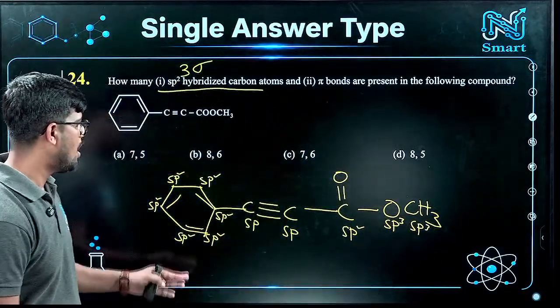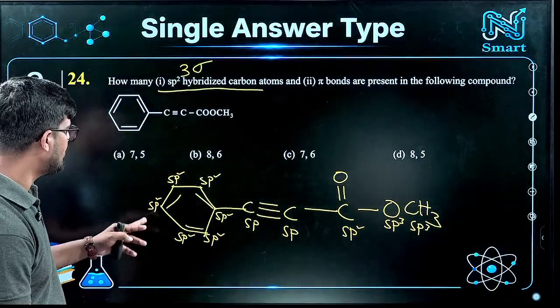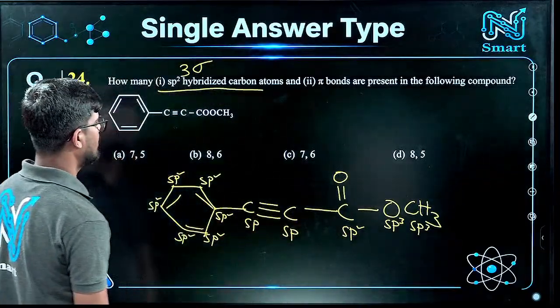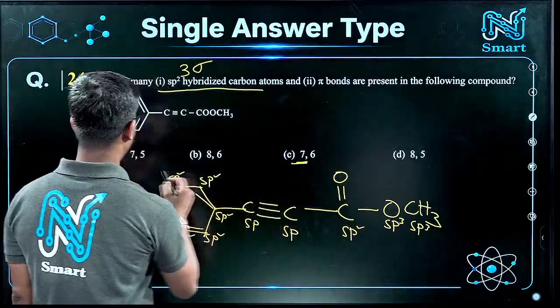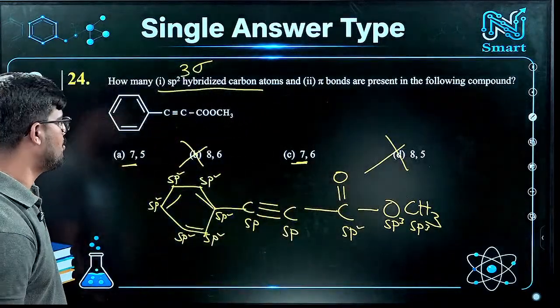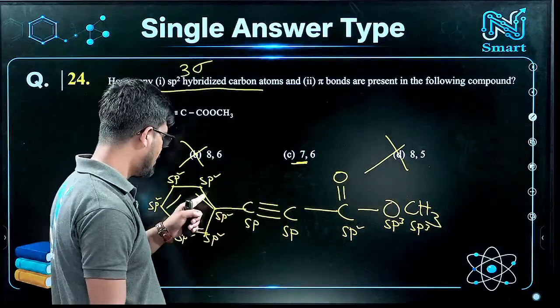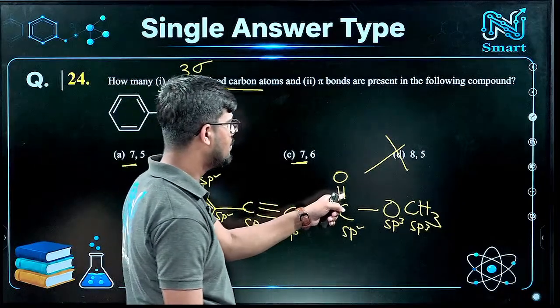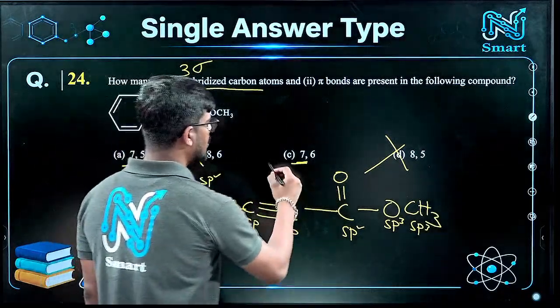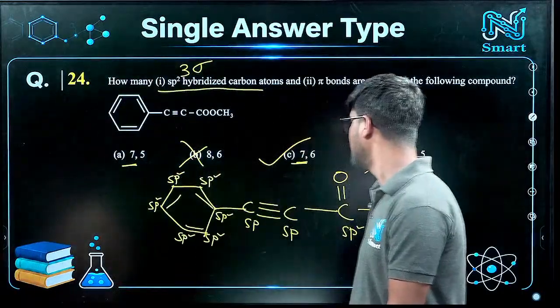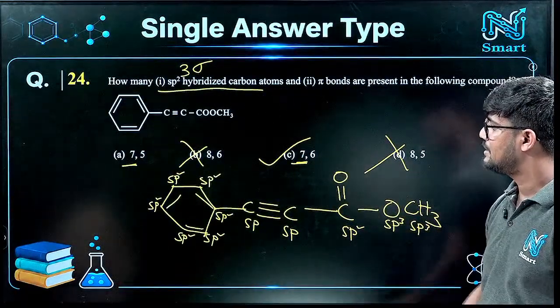Okay. So how many sp2 hybridized carbon we have? 1, 2, here 6, and there 1, 7. Total 7. So 7 and 7. So other two options by default they are wrong. Now calculate pi bonds. So here we have 3, here 2, 5, and here 1, 6. So option C will be the correct answer. Okay, option C, 7, 6, that is the correct answer.